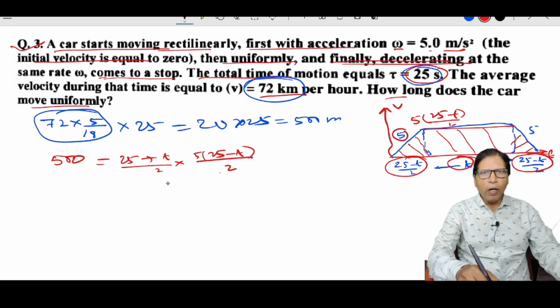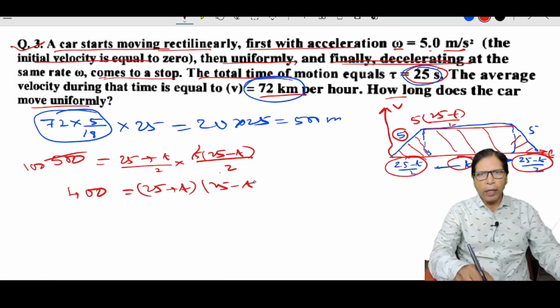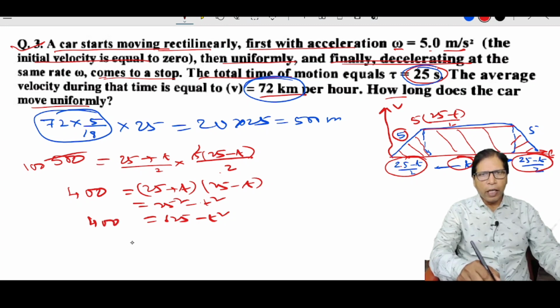Now here, this 5 and this 500, so this is 100. Now 2 to 4, so 400 is equal to (25 plus t) into (25 minus t). Therefore, this is 625 minus t square, equal to 400. Therefore, t square equals 625 minus 400, which is 225, therefore t equals 15. Therefore the answer is 15 second, the time to move uniformly.